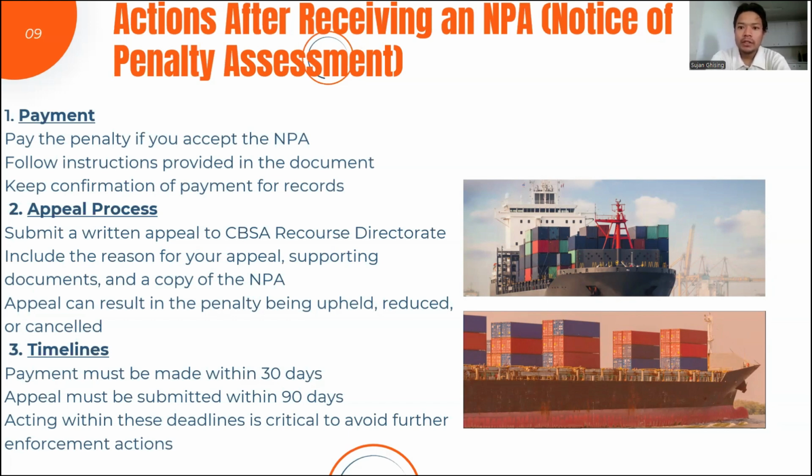If you disagree, you can submit a written appeal to the CBSA Recourse Directorate. Your appeal must include the reason why you are contesting the penalty, any supporting documents, and a copy of the original NPA. Remember, the appeal can lead to three possible outcomes. The penalty may be upheld as is, reduced, or completely cancelled. Finally, timing is critical. Payment must be made within 30 days and appeals have to be submitted within 90 days. Missing these deadlines can result in further enforcement actions.